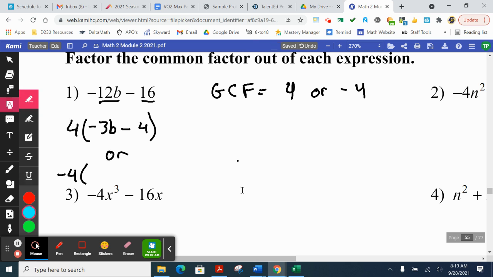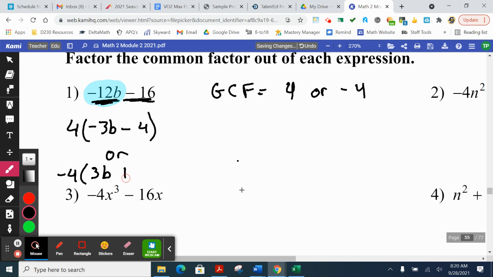If that first term ultimately needed to be a negative 12 and I pulled out a negative 4, wouldn't a positive 3b be what would be left over there? Because doesn't a negative 4 and a positive 3 give me this negative 12? And doesn't this 3 now have a positive number instead of it being a negative number? Same here. If I want this to be a negative 16 and I pull out a negative 4, wouldn't that change this to be a positive 4?